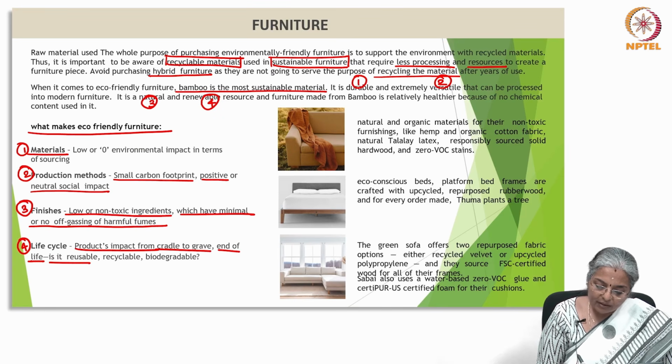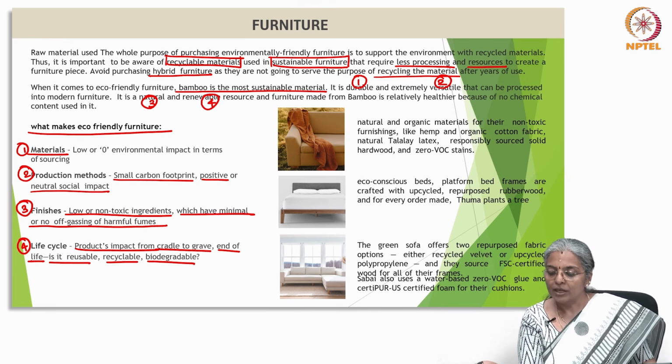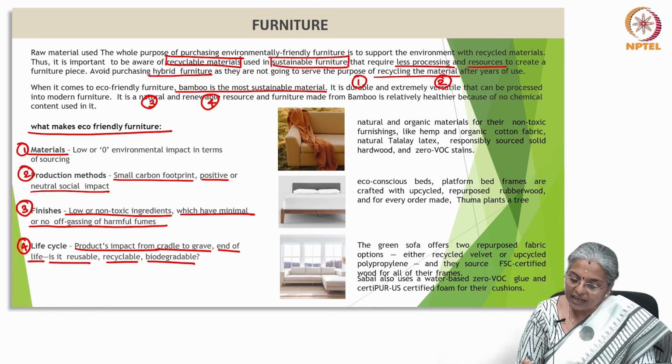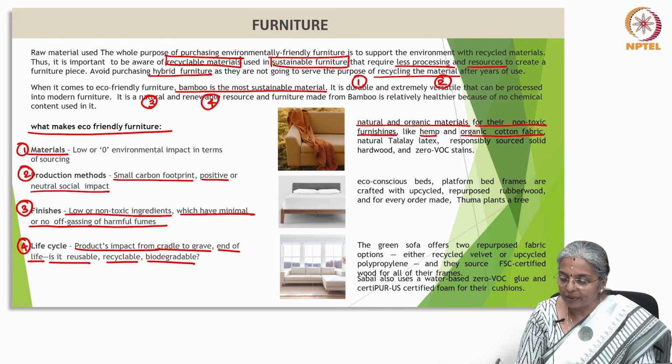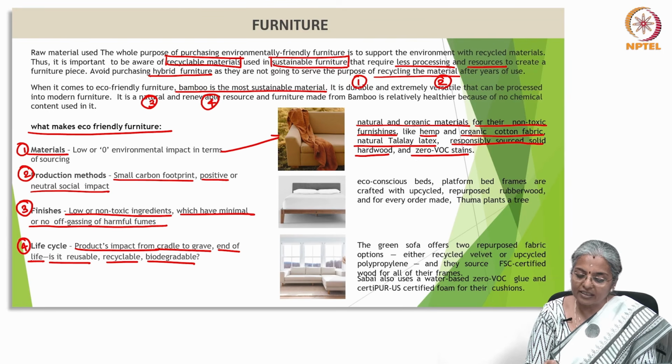Is it reusable? Is it recyclable? Is it biodegradable? Answer these questions and make your choices. So, we can go for natural and organic materials for non-toxic furnishings. Like we can use hemp, organic cotton fabric, natural Talalay latex, responsibly sourced solid hardwood and zero VOC stains. So, in terms of materials, we can be a little more sensitive.